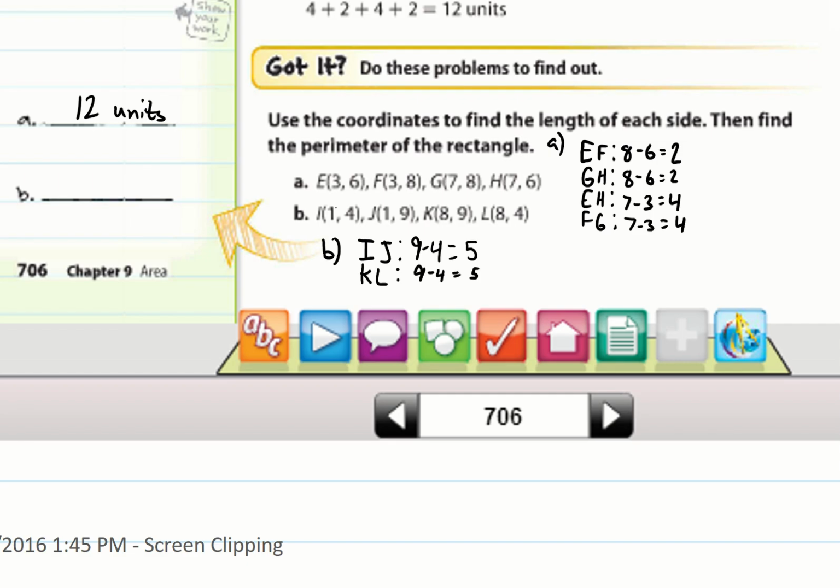Next, I'm going to do IL. The reason why I'm not doing I and K is that they don't have anything the same, so for IK I'm not going to find any distances. So IL, and we have our 4s are the same. So I'm going to do 8 minus 1 equals 7. And my last one, JK, we have the 9s are the same. So I'm going to do 8 minus 1, and that's also going to equal 7. So if I add all of those together, I'm going to get 24 units.